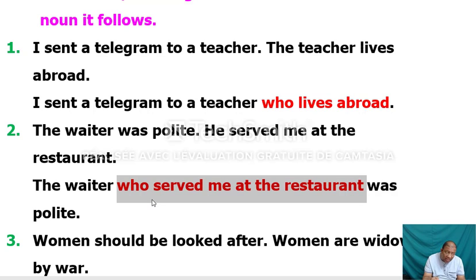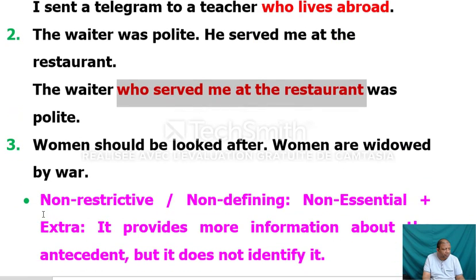Ah, the waiter who served me at the restaurant. So please forget about the article the, because it is definite. No, it has nothing to do with the adjective clause. So the relative clause here is necessary in order to complete the meaning of the whole sentence. If I take it out, the meaning is not going to be the same, because I'm going to ask, who is this waiter that you are talking about?